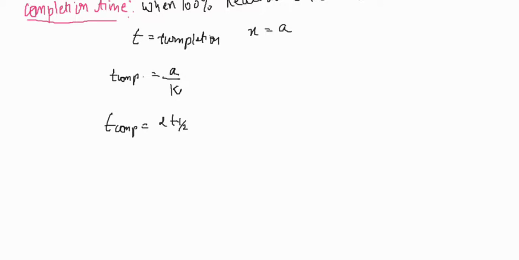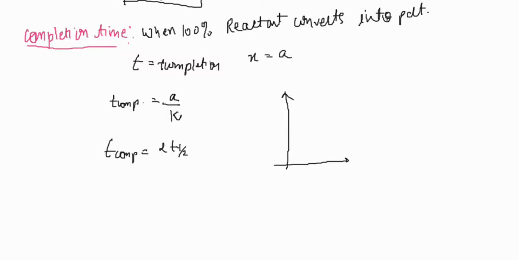So if we draw a curve of concentration of product versus time for a zero order reaction, we know the product is increasing at a linear rate. After a certain time it will stop forming and the concentration will be constant. So this time is known as t completion.